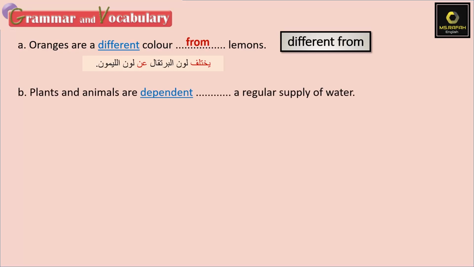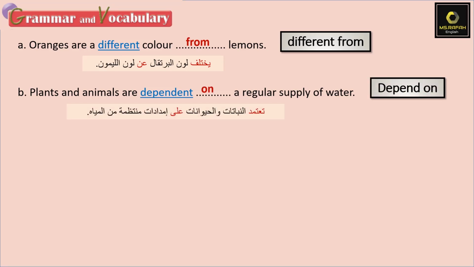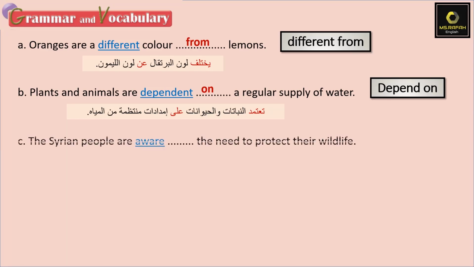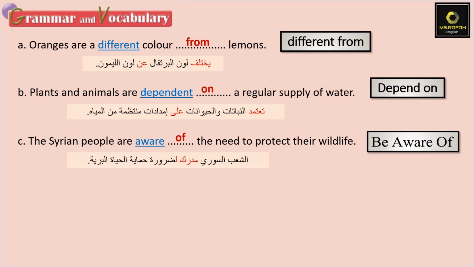Plants and animals are dependent on a regular supply of water. We always say dependent on. The Syrian people are aware of the need to protect their wildlife. We always say aware of.